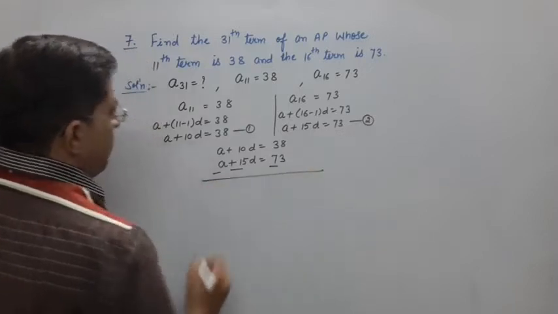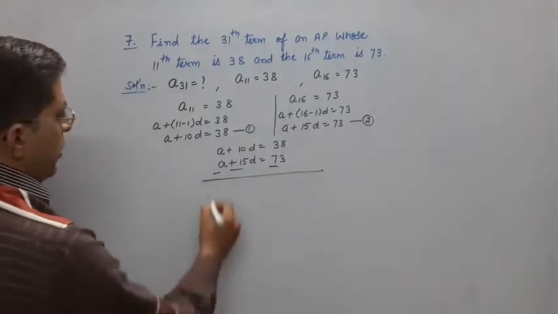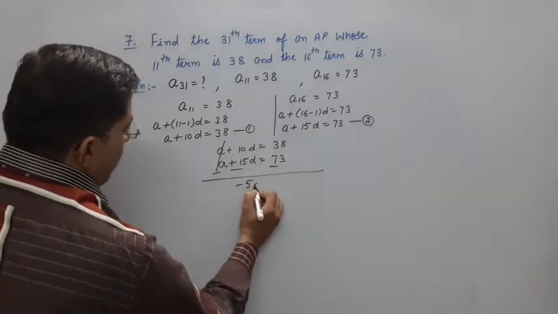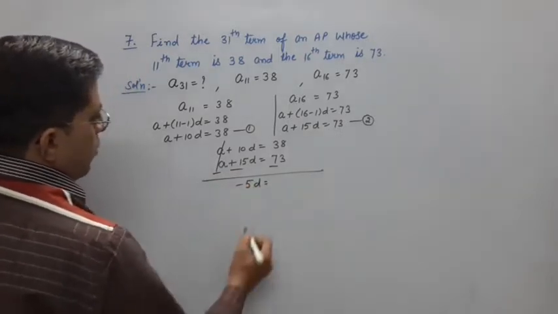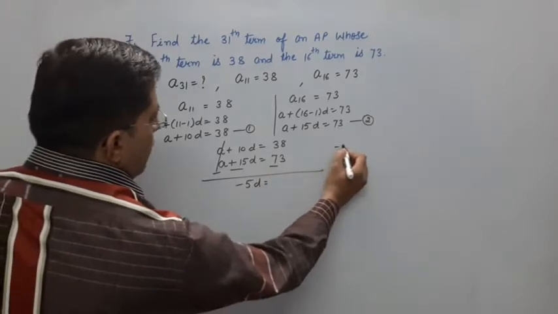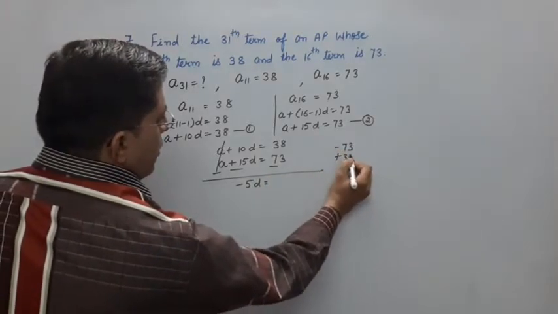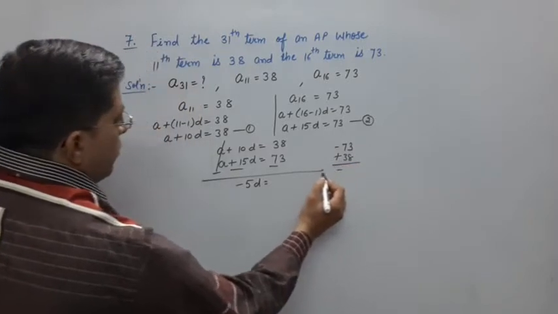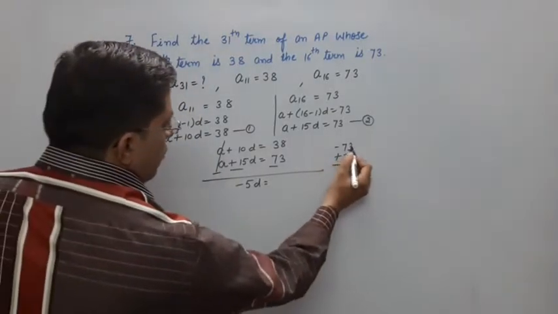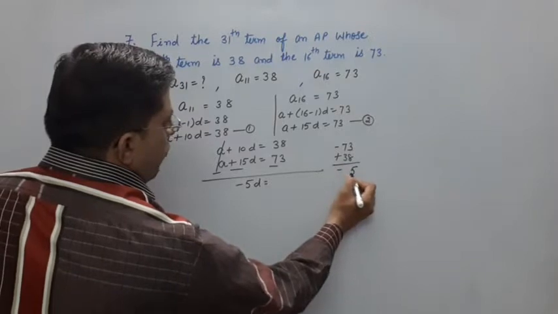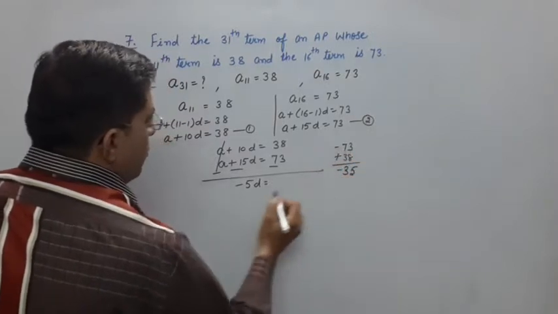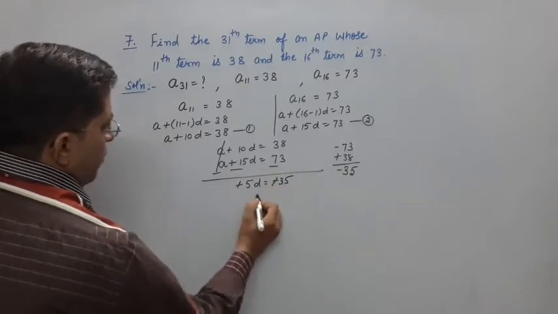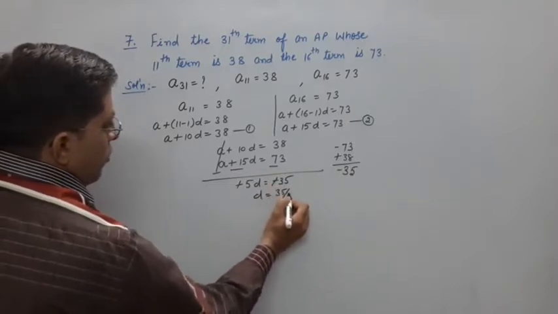Change the sign. After subtracting, A will cancel. This is minus 5D, equal to minus 73 plus 38. Then what will come? Minus sign. 73 minus 38 is 35, so minus 35. Minus and minus cancel. D is equal to 35 upon 5.